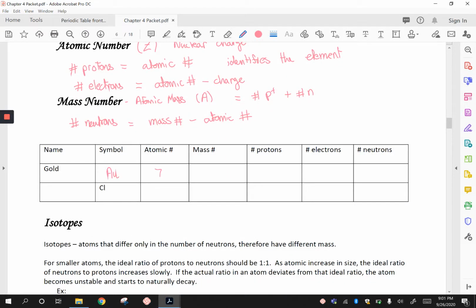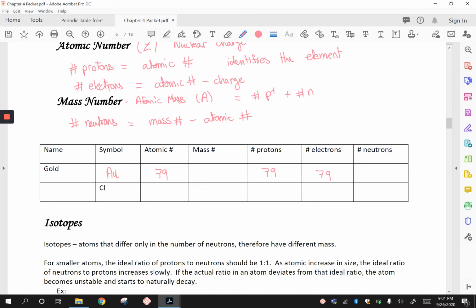The atomic number we read was 79 from the periodic table, which automatically tells us the number of protons is going to be 79. Since they don't give us a charge, they don't tell us it's an ion or anything like that. We'll talk about ions in a few minutes. That means that the number of electrons is also 79 since there's no charge.